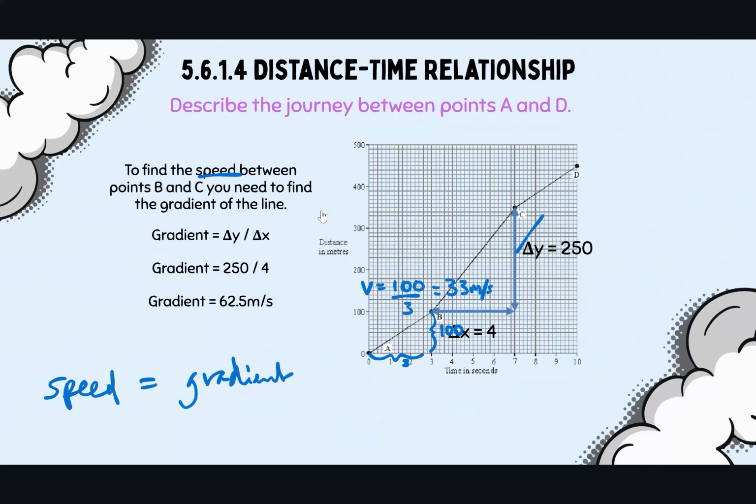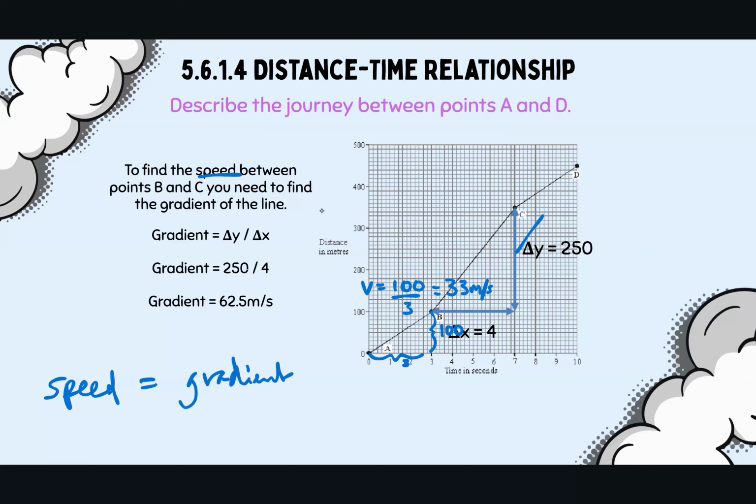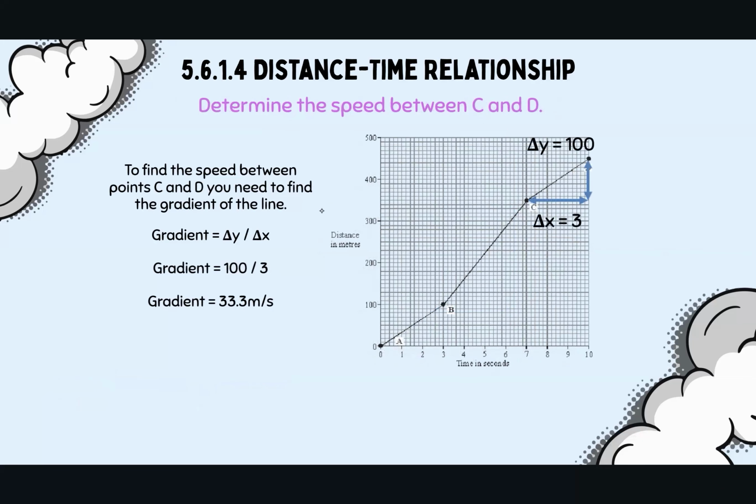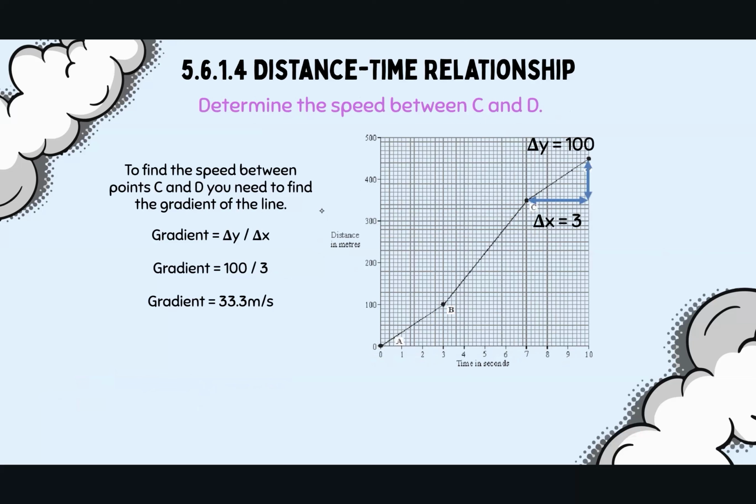The example they've given is from B to C, where the change in Y is 250 and the change in the x-axis is 4. So 250 divided by 4 is 62.5. Now, that C to D is the same as A to B. So we've already calculated this, 33.3 meters per second.